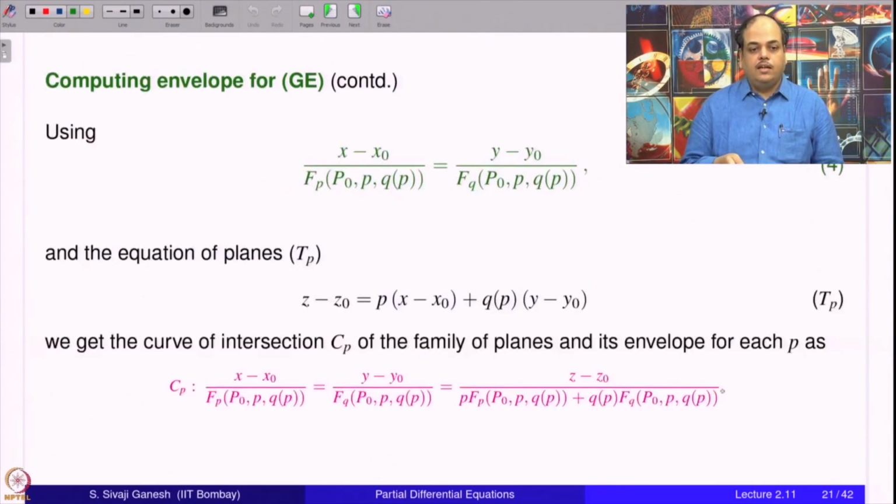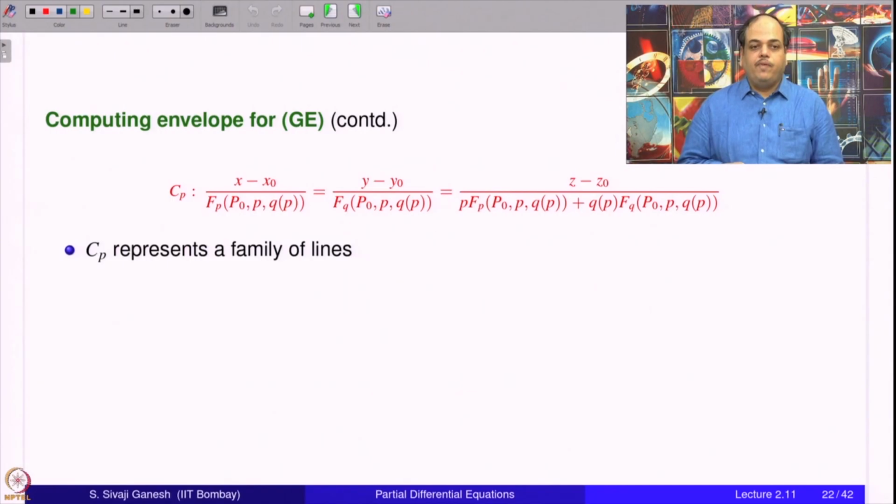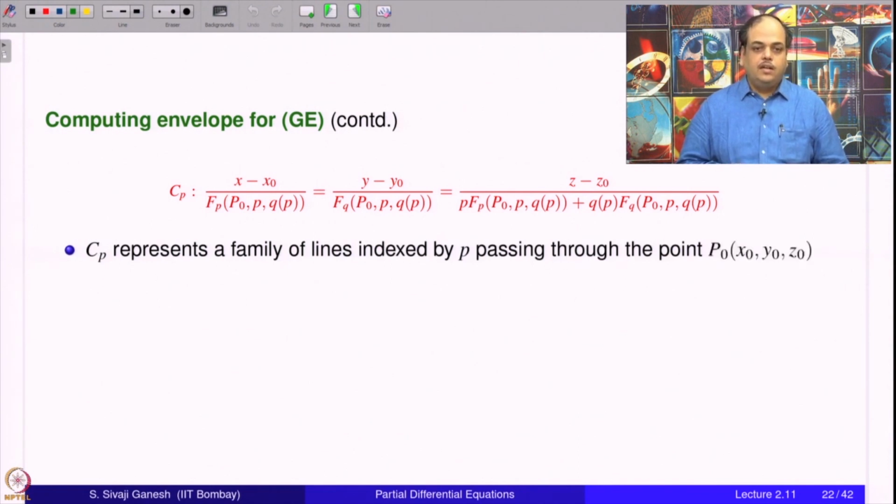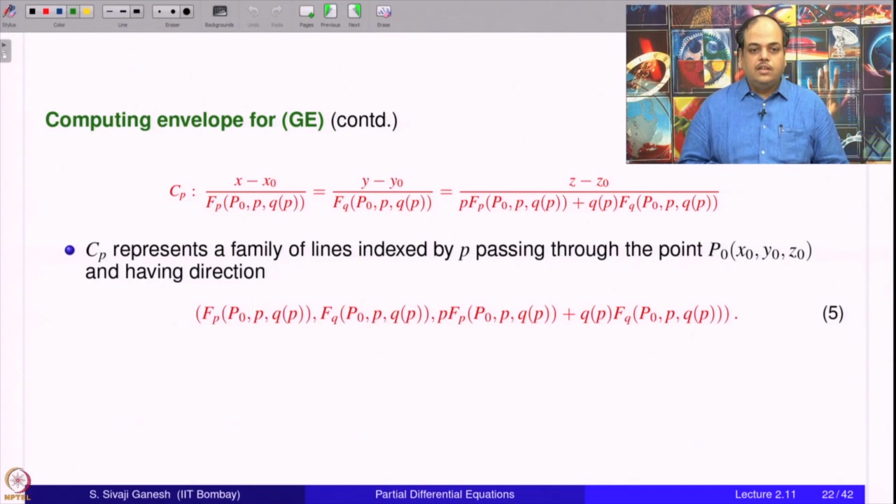So, this is a line, right? Cp is a family of lines, of course, indexed by p. For a quasi-linear equation, the same thing was actually one single line; it never depended on p. All of them pass through the point x naught, y naught, z naught and have a direction fp, fq, p fp plus q fq.